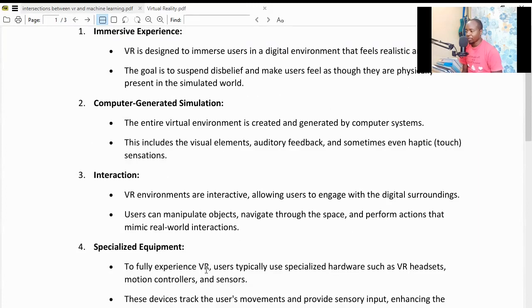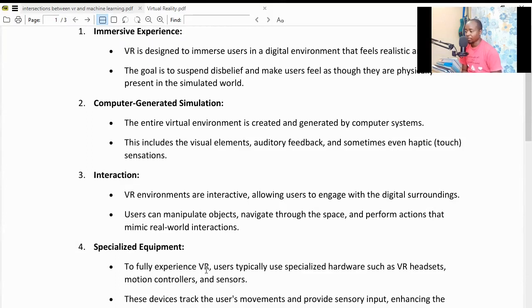When we are talking of specialized equipment, we are talking of specially designed instruments that are used to create this. We have motion controllers, we have sensors, we have virtual reality headset, we have specialized hardware such as the ones that I've mentioned, and they are very important in generating the kind of virtual reality demanded or required by the users and what the users want to achieve at the end of the day.